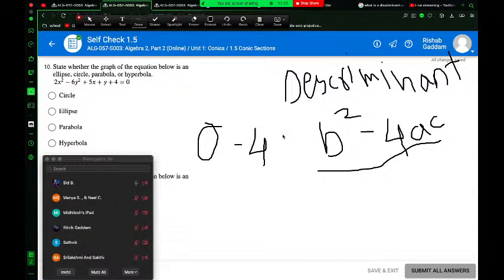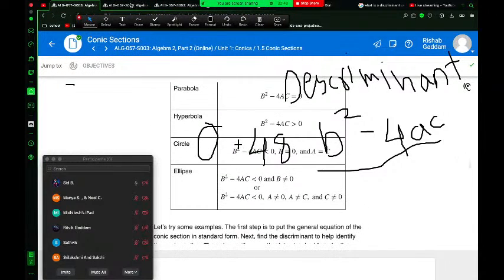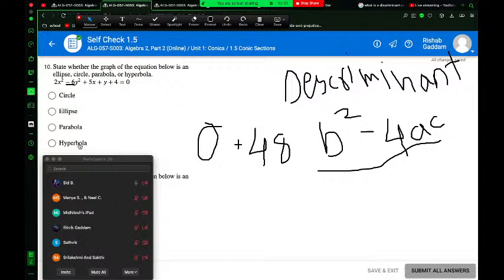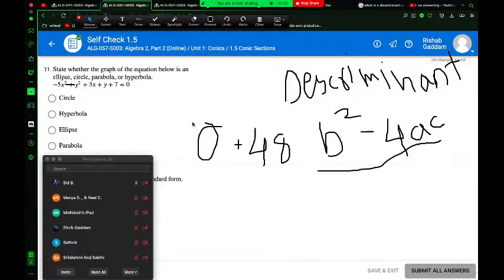Okay. So you're right about the 48 part, but I actually think it's positive 48 because this is a negative 6, remember? It has the negative sign on it. So, good job. Since it's a positive 48, it's a hyperbola, because if the discriminant is greater than 0, then it's a hyperbola. Okay. So state whether the graph of this equation below is an ellipse, circle, parabola, or hyperbola.